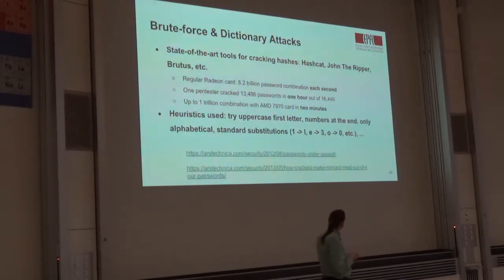With modern GPUs, general purpose GPUs, like I mentioned, we can run hash functions like SHA-256 at ridiculous rates. For example, 8.2 billion password combinations per second. This was at least a couple of years ago when we first created these slides. I'm sure this number is already much bigger than 8.2.